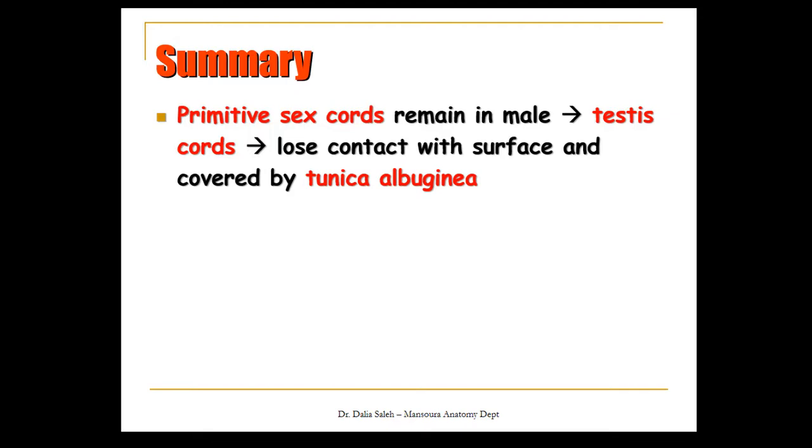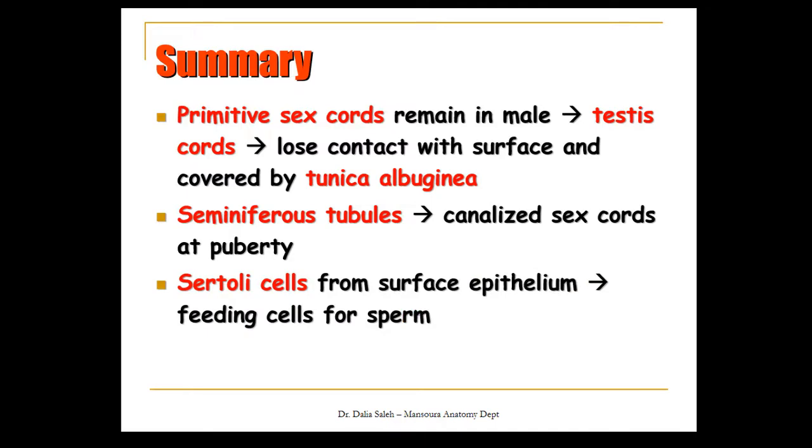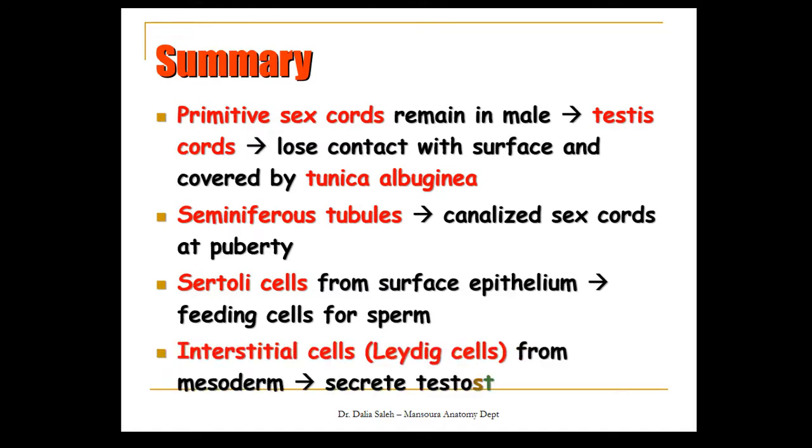It's called tunica albuginea. The seminiferous tubules contain many types of cells like the Sertoli cells, which are derived from the surface epithelium, and they are supporting cells and nourishing cells. They are considered to be feeding cells for the sperm. Also, the testis contains the interstitial cells of Leydig. They are derived from the mesoderm and they secrete testosterone.